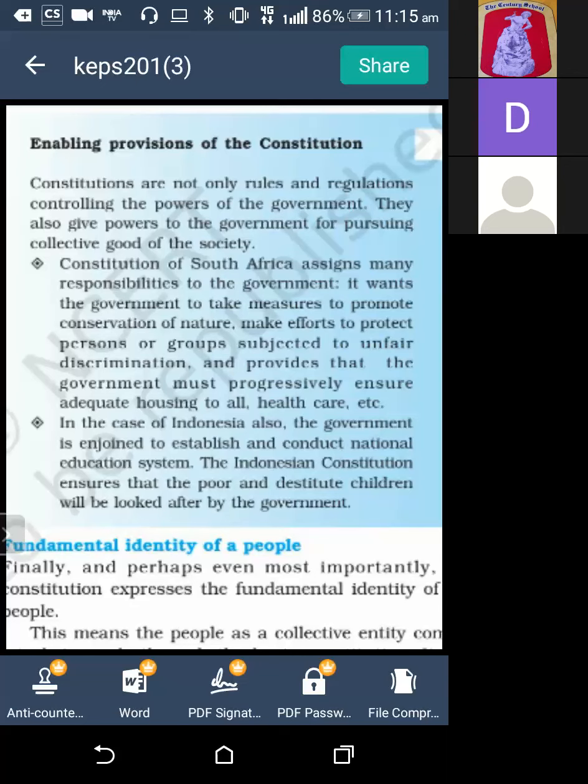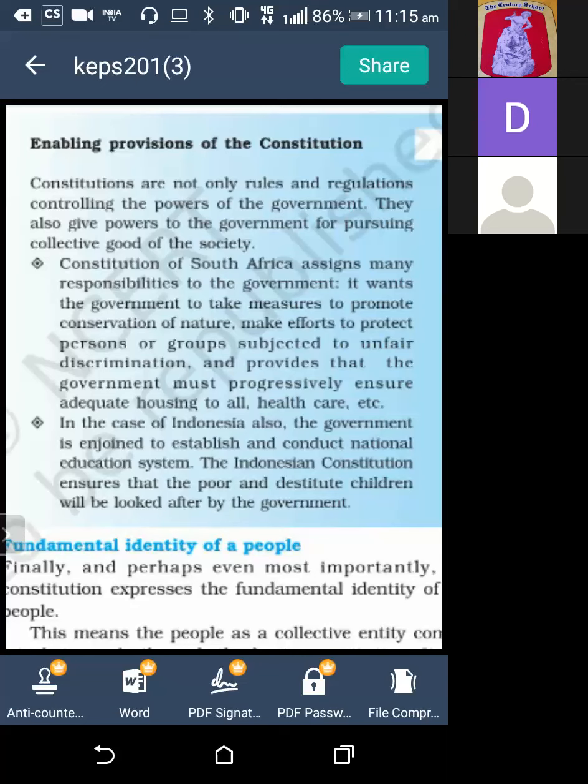I don't know how good they are at providing these things to the people, but I know in South Africa they are very particular. I don't know about the Indonesian government, but they are doing their best to provide help to the destitute children. The Indonesian constitution ensures that the poor and the destitute children will be looked after by the government. So this is enabling of the constitution, enabling provisions of the constitution.